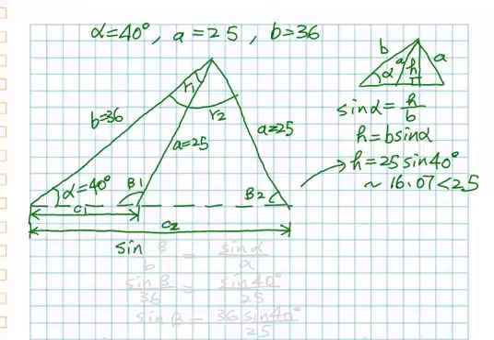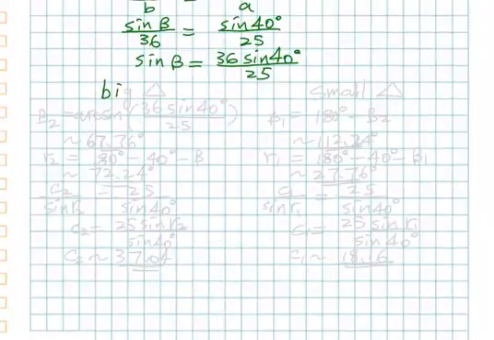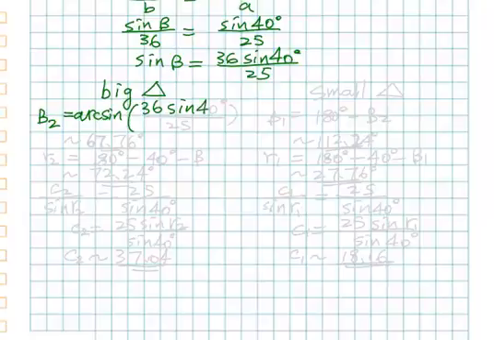Using the law of sines, we have sine of beta over b equals sine of alpha over a. Substitute in the information, we have sine of beta over 36 equals sine of 40 degrees over 25. Multiply both sides by 36, we have sine of beta equals 36 times sine of 40 degrees over 25. We focus on the big triangle first. Beta sub 2 equals arcsine of 36 times sine of 40 degrees over 25.